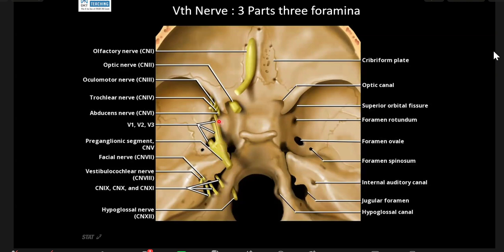So the V1 passes into the superior orbital fissure, along with other nerves which will supply the muscles of the globe, orbital muscles. So these are the third nerve, the fourth nerve, the sixth nerve, and the V1. They will pass through the superior orbital fissure. The V2 will pass anteriorly through foramen rotundum, and the V3 will pass inferiorly into the foramen ovale.